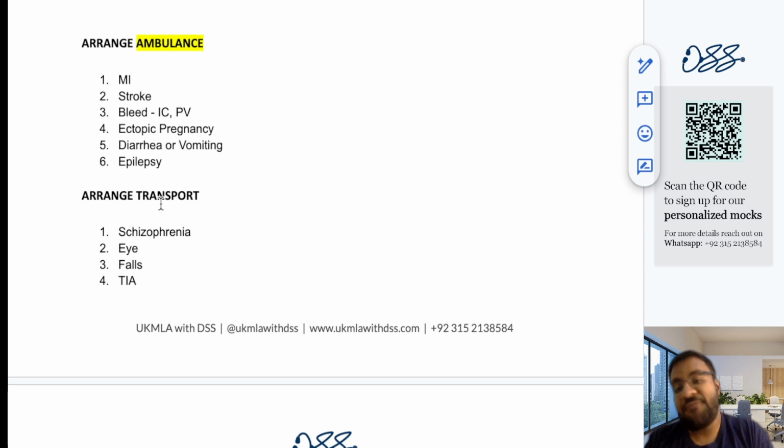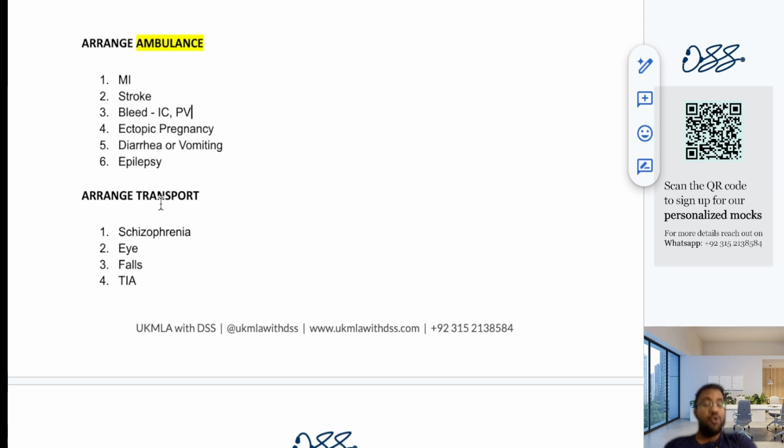Other than this, there would be a few cases in which you don't have to call an ambulance; you just have to arrange the transport. So in these cases, there would be a medical emergency. Yes, you would have to make an immediate referral to the emergency. Yes, but the patient would either be on their own, or maybe the patient will not be accompanied by someone. The patient may have just come to you in his own car, and it's not safe for them to drive a car to the A&E.